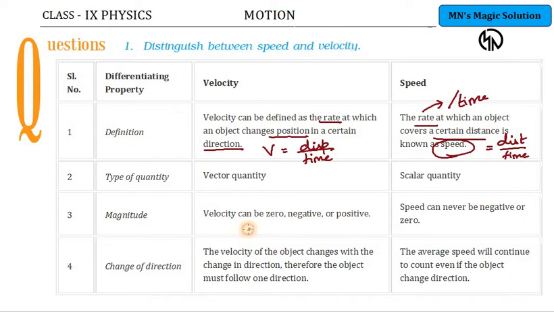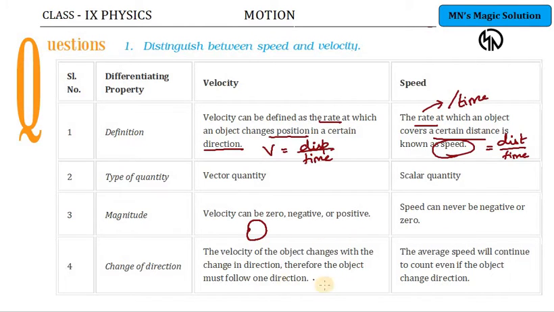When the object comes back to the starting point, its displacement is 0. Simultaneously the velocity also becomes 0. But speed is discussed only with magnitude, so its value can never be negative or 0. This is an important difference between velocity and speed. If you write these 3 points, 3 marks is sure shot. Apart from that you can discuss the direction as well.